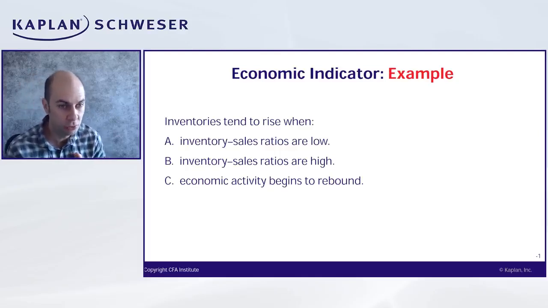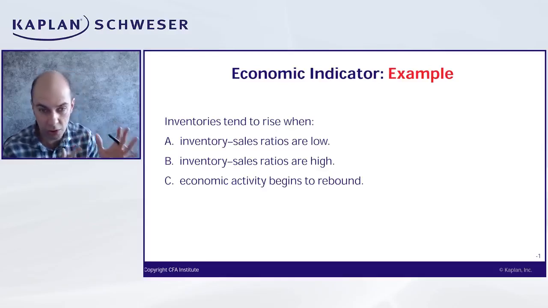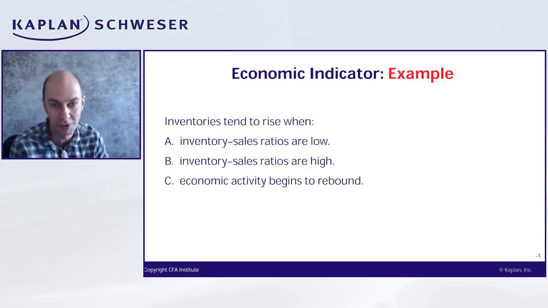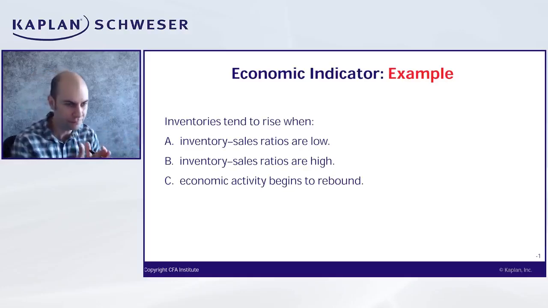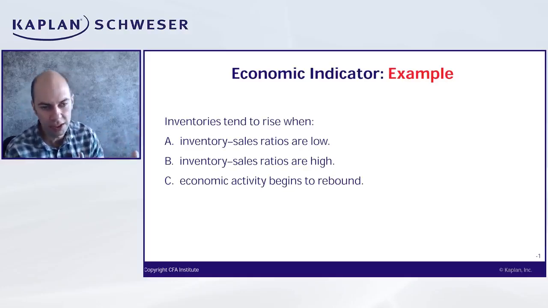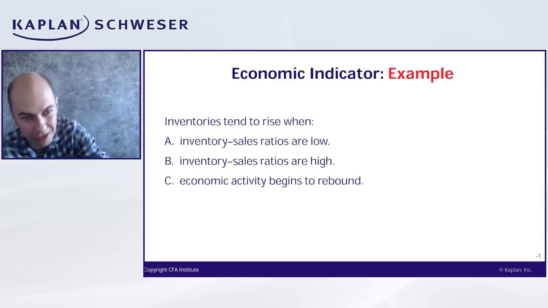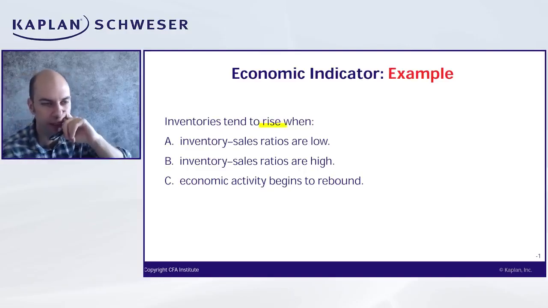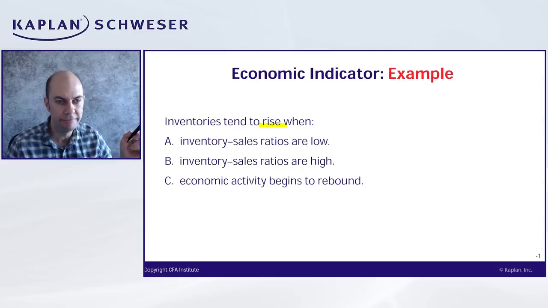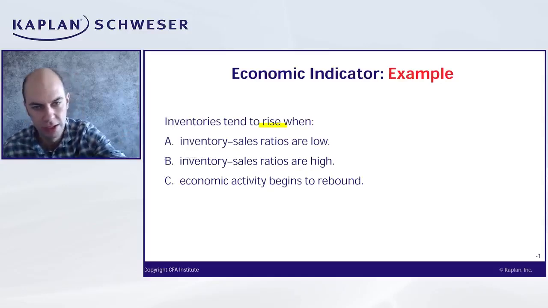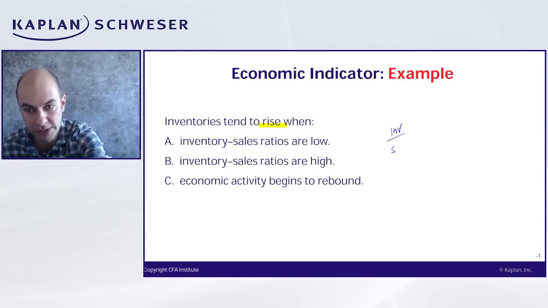Okay, so inventories tend to rise when: Alpha, inventory sales ratios are low; Bravo, inventory sales ratios are high. Now this does sound quite opposite, so I'm already thinking it's got to be one of those, maybe. Or Charlie, economic activity begins to rebound. Okay, so the key word here for now is rise. So we want to find the answer where inventories are going to be rising. So if I think about this ratio, it's going to be inventory over sales.